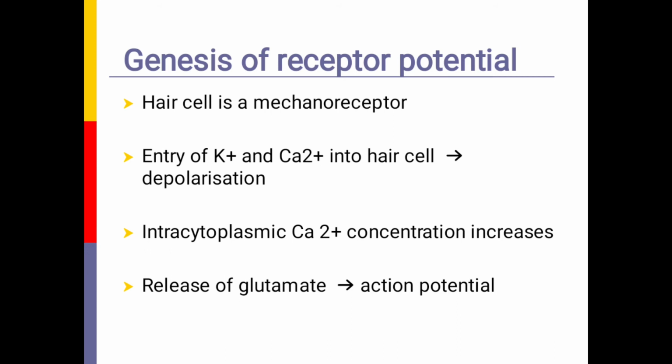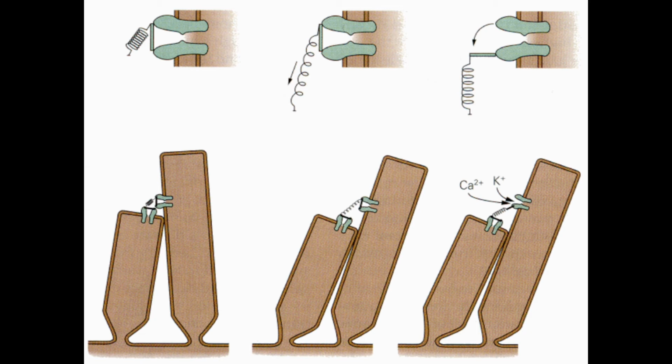producing action potentials in the afferent nerve endings. When the cilia are pushed away from the taller stereocilia, that is towards the modiolus, the apical transduction channels close, leading to hyperpolarization. So in this picture you can see when the shorter stereocilia bend towards the taller stereocilia, the cation channels, that is the potassium and calcium channels, open, and this allows the entry of potassium and calcium ions into the hair cell, and this causes the depolarization of the hair cell.